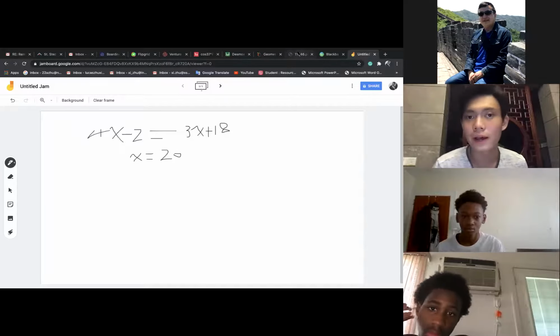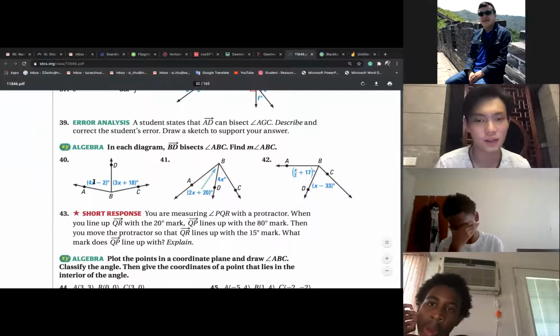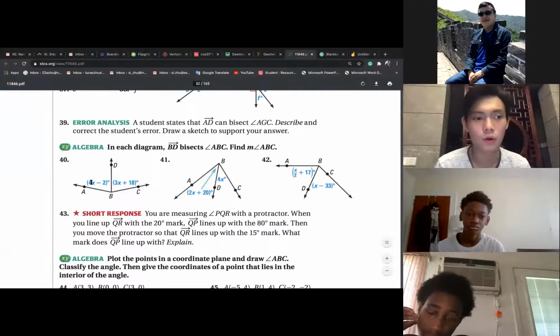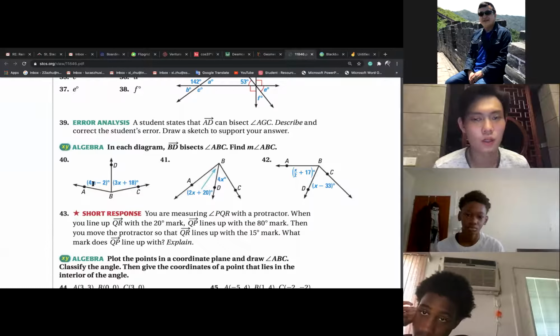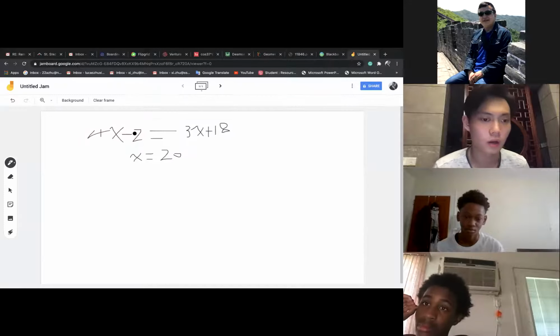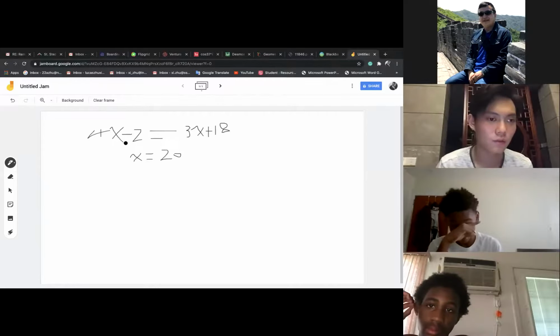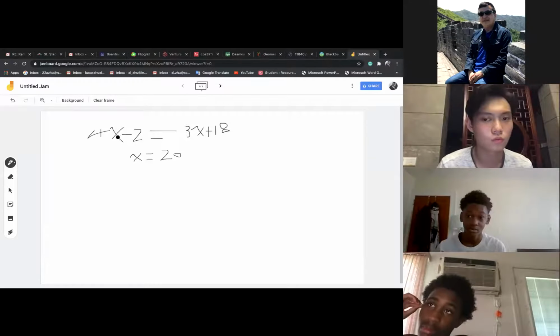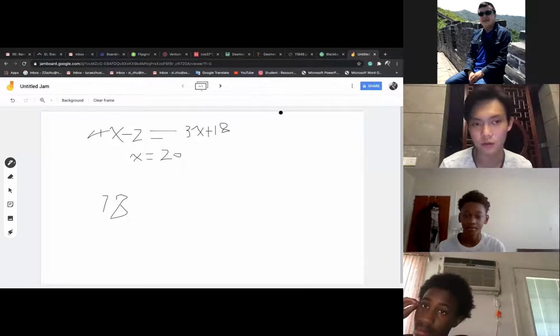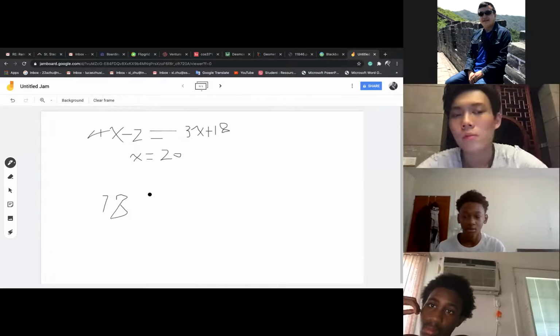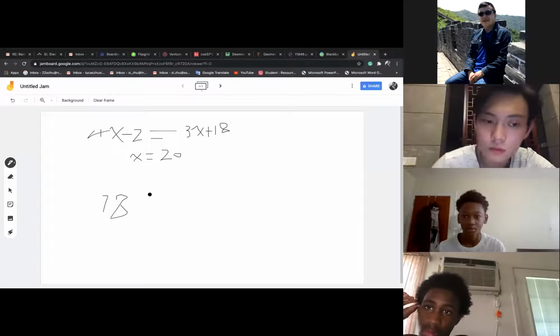So now we have the value for x. That's only x. Remember, we always have to plug it back in. You put the x value back into the equation. If you put x equals 20 back into the first equation, what's the value for angle ABD? 78. And what's the second angle? 78. Yep.